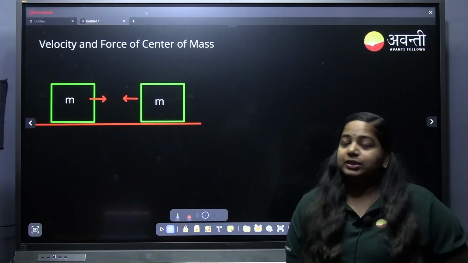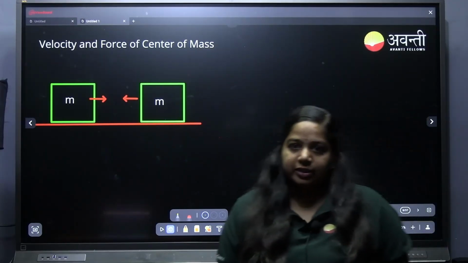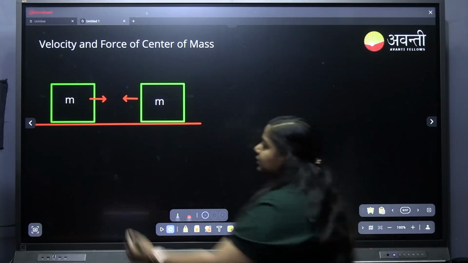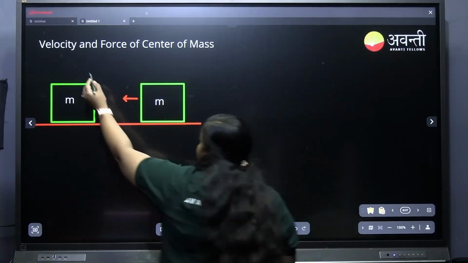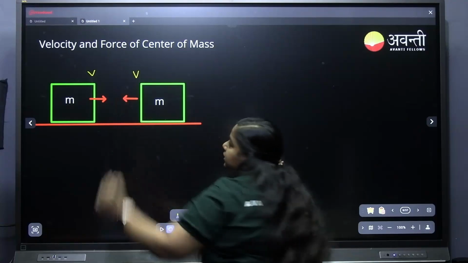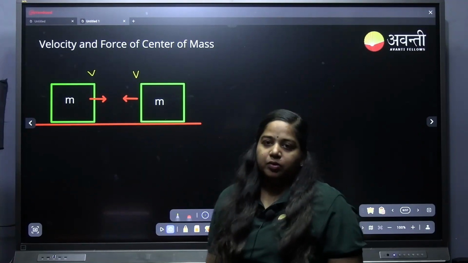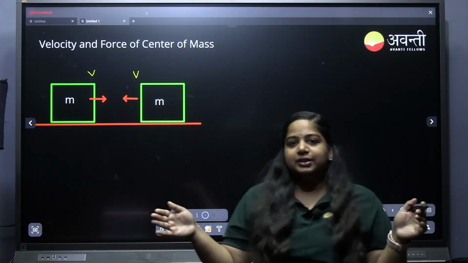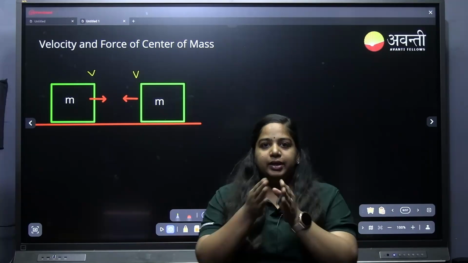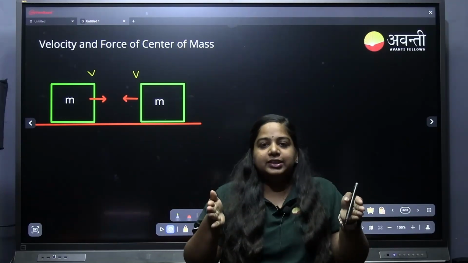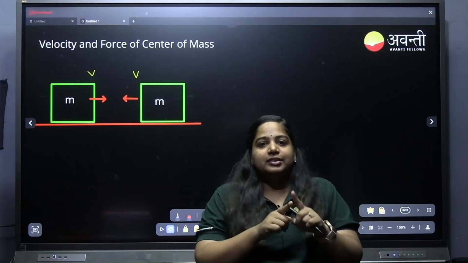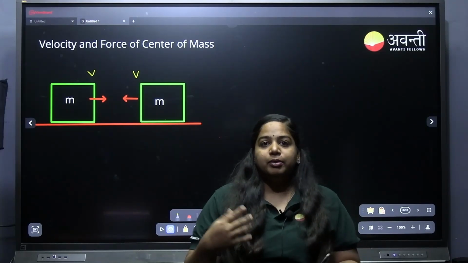Next one, velocity and force on center of mass. Imagine there are two masses, m and m, both having velocity v in the given direction. Equal masses means their center of mass will be exactly in the middle. If both are moving towards each other with the same velocity, what will be the velocity of the center of mass?